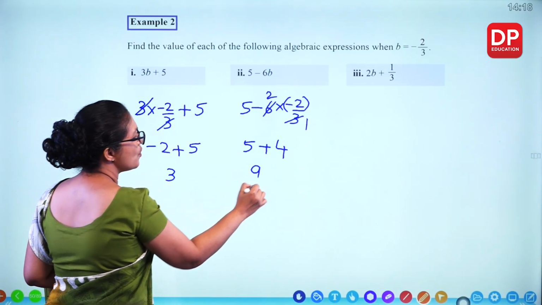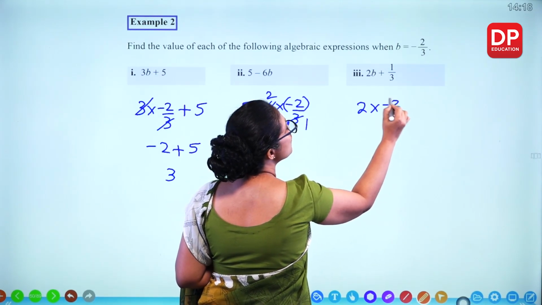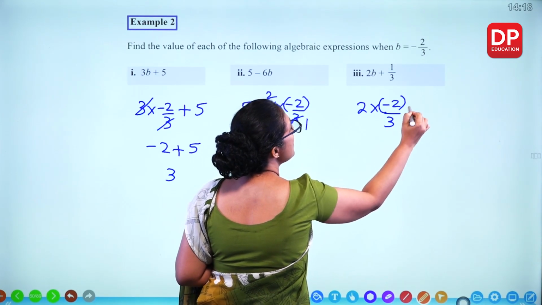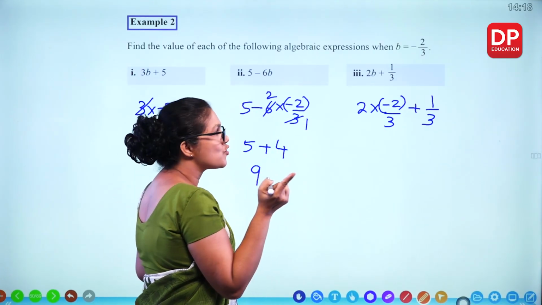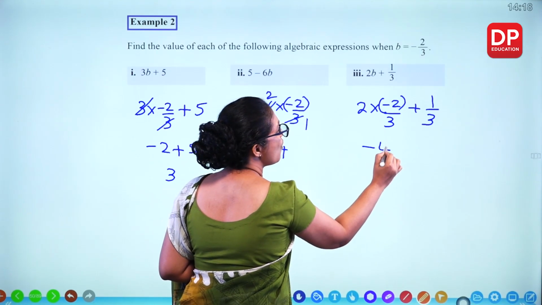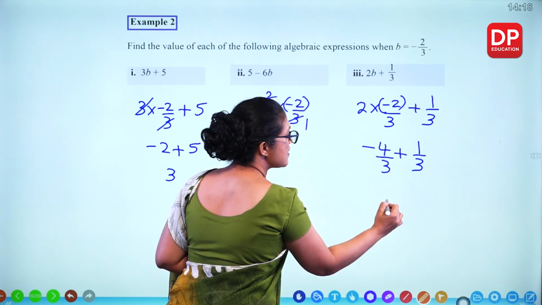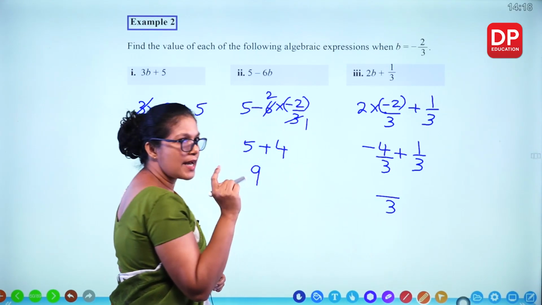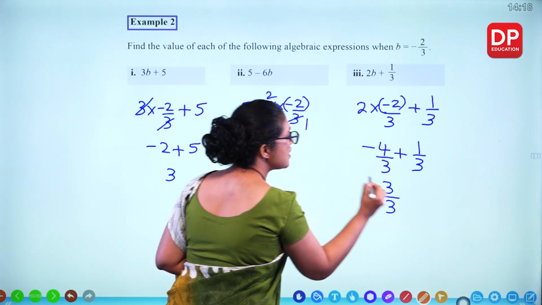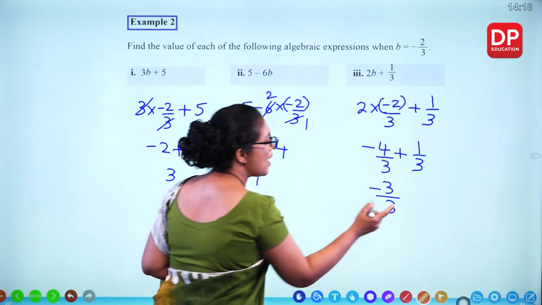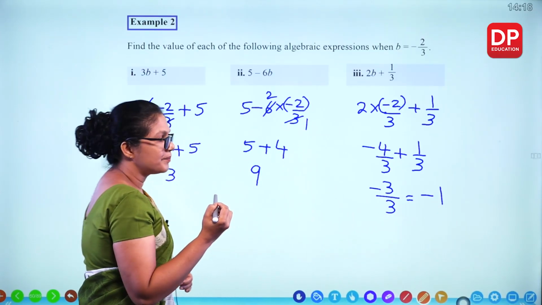5 plus 4, 9. 2 times b minus 2 times 2 over 3 plus 1/3. Here you get 2 times minus 2 minus 4. Minus 4 over 3 plus 1 over 3. Same denominator you can just add. Minus 4 plus 1 you get minus 3. Minus 3 divided by 3 you get minus 1.